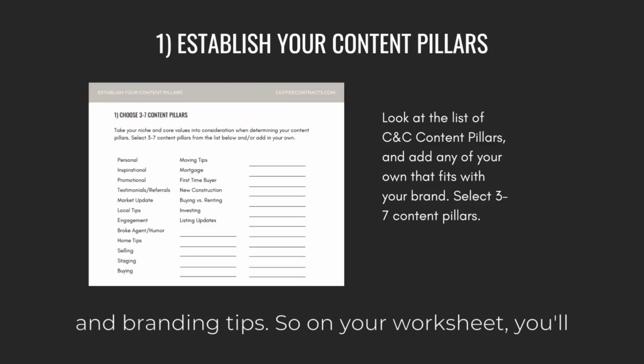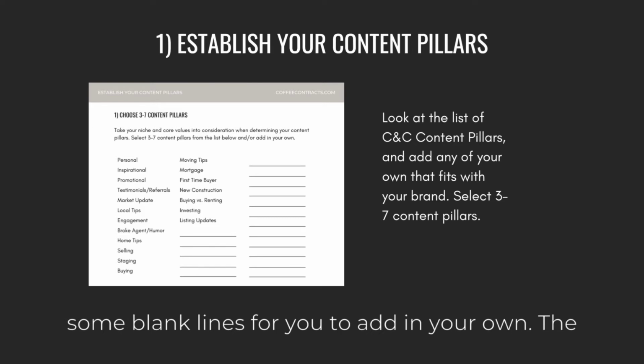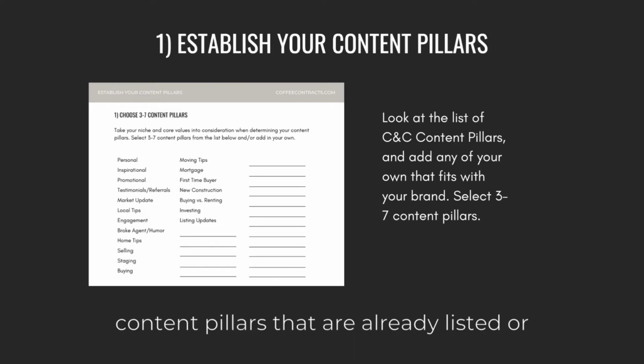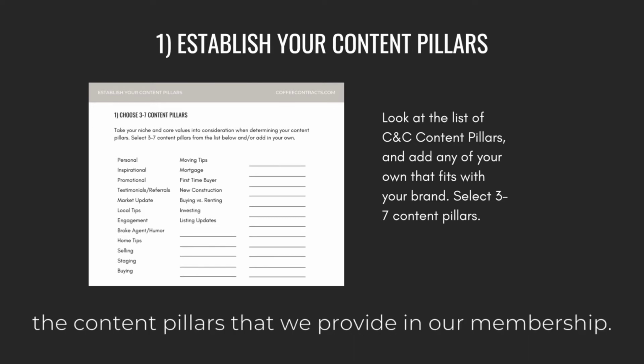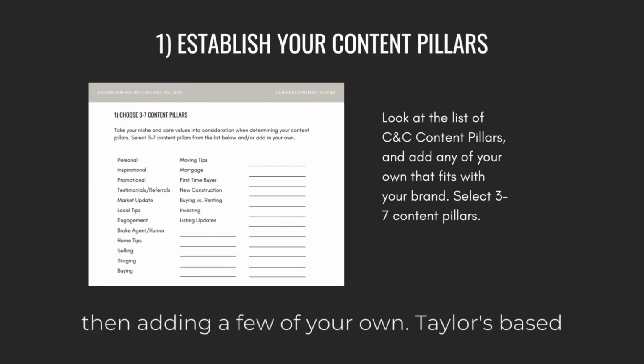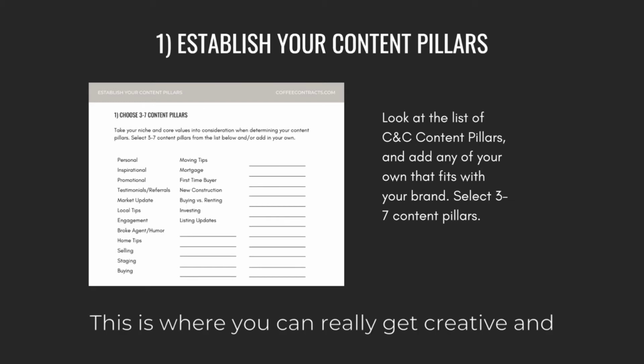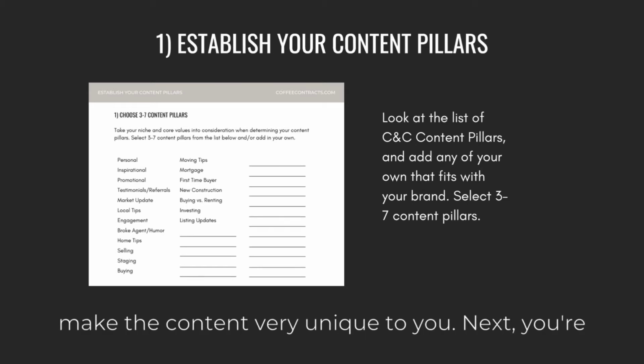On your worksheet, you'll see that we have a list of content pillars and some blank lines for you to add in your own. The content pillars that are already listed are the content pillars that we provide in our membership. So we recommend selecting most of these and then adding a few of your own content pillars based on your interests, your hobbies, or your niche. This is where you can really get creative and make the content very unique to you.